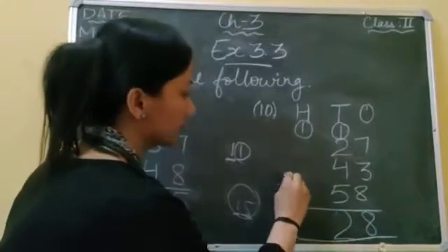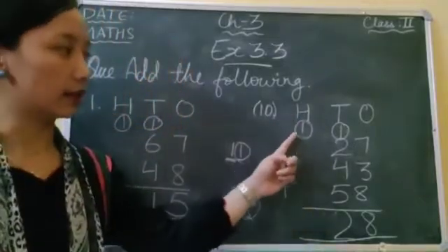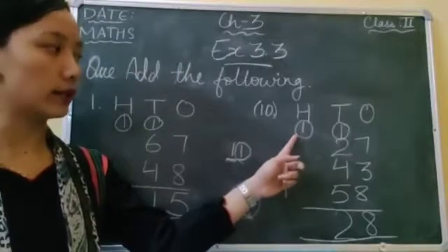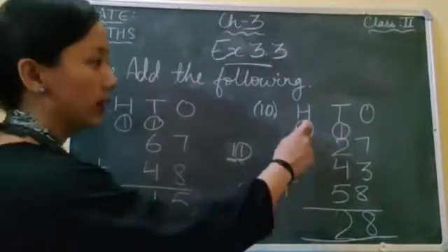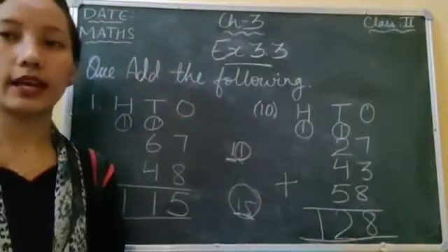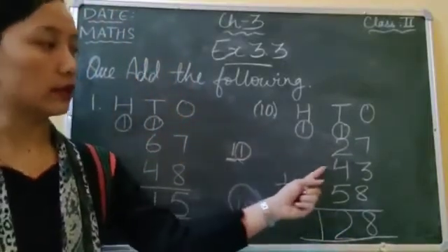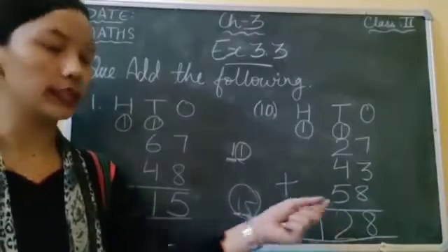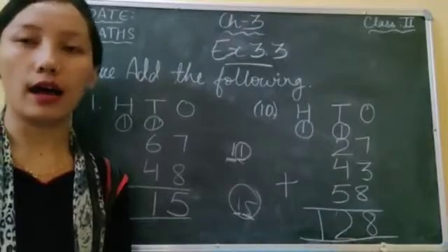Now let's add the hundreds column. Here we have only one number. So copy that 1 under the hundreds column. Okay. 27 plus 43 plus 58 is equal to 128. So this is your answer.